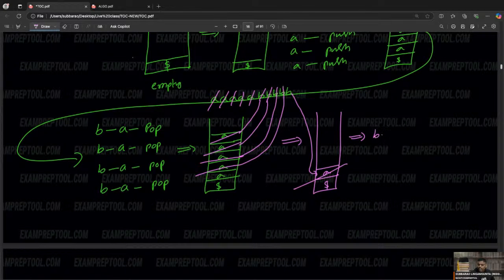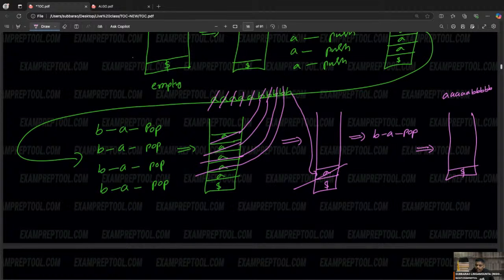B, top of the stack is A, pop. Okay, you done that also. Then it will lead to dollar here, right? Like this. Now observe what is the input. If you observe, 5 A's are over, 5 B's are also over.